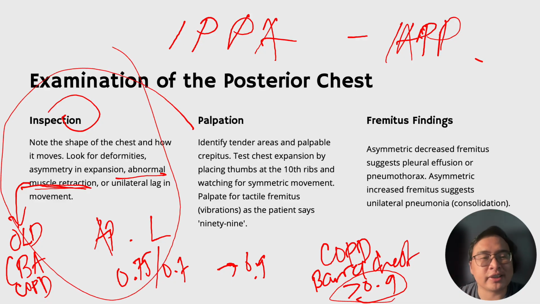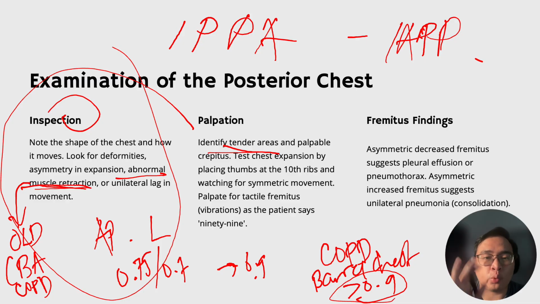Okay? First part done. Now let's move on to palpation. So for this, of course, you use your hands. So for the chest, you palpate for any tender areas. So you ask the patient, "May masakit po ba?" Is it painful when I touch this?